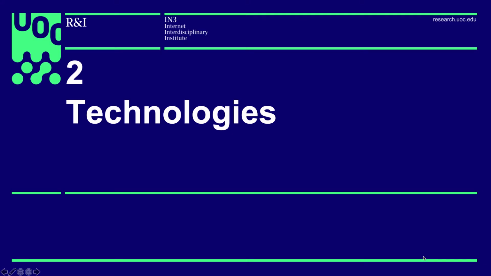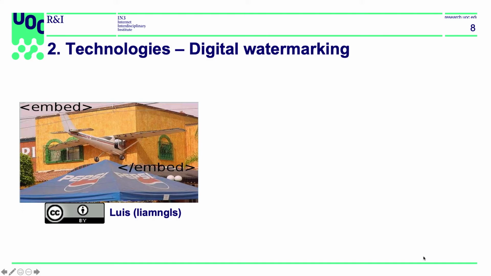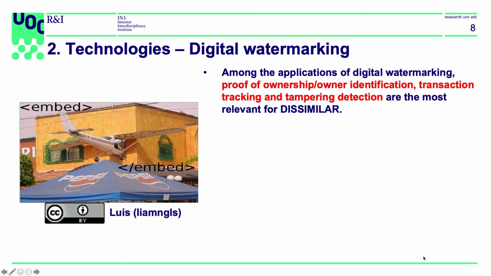Now let me present a brief overview of the technologies that we will be using to deal with the fake news problem. The first technology we plan to use is digital watermarking. As you already know, among the applications of digital watermarking, we have proof of ownership and owner identification. For example, we also have transaction tracking and tampering detection, and these are the areas more relevant for the DISSIMILAR project.